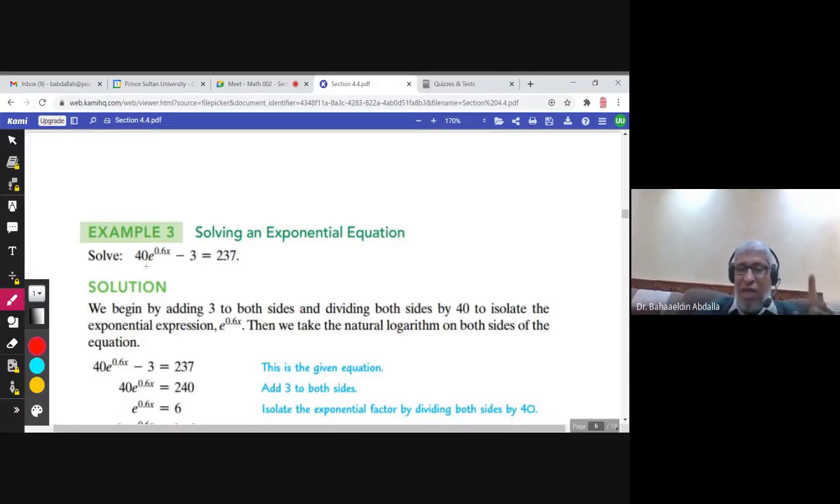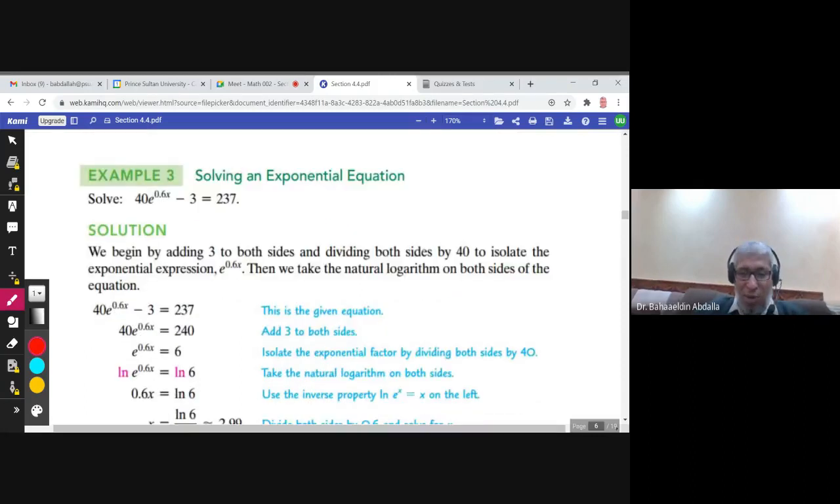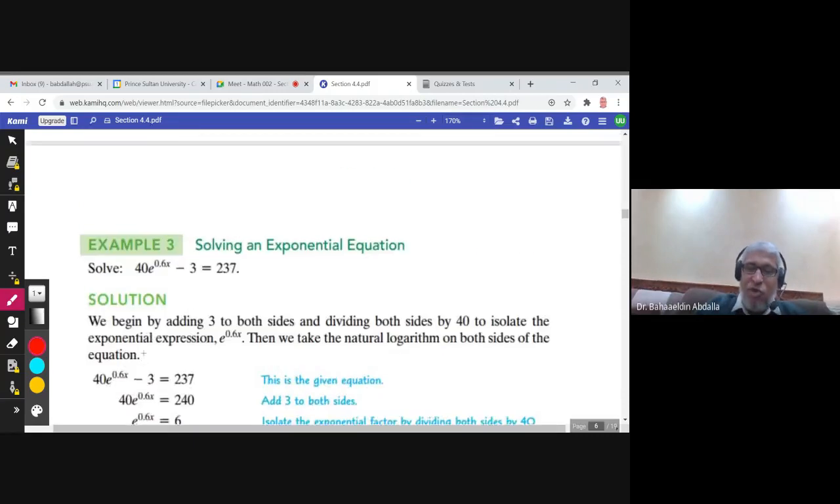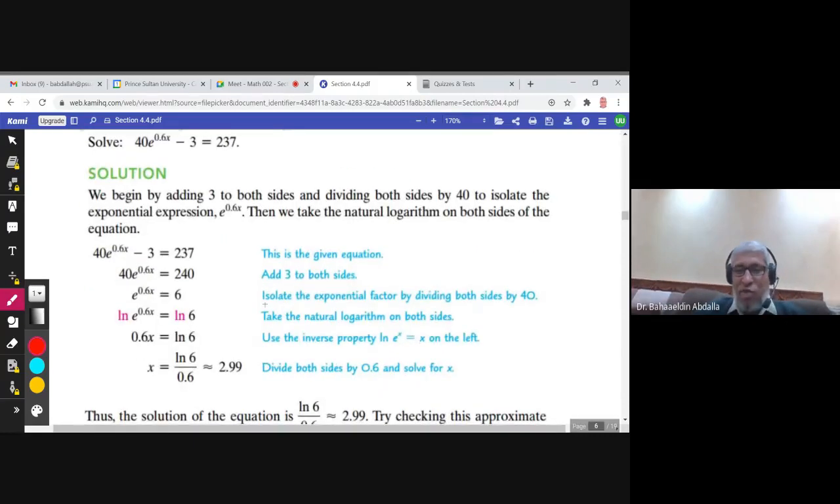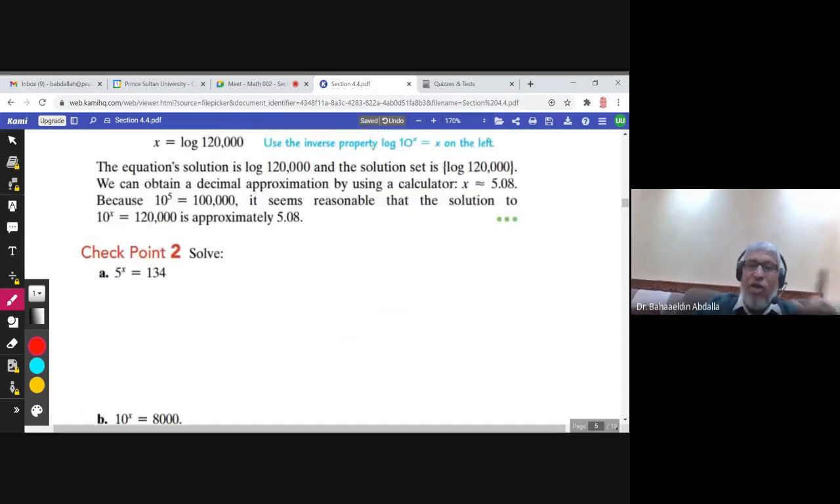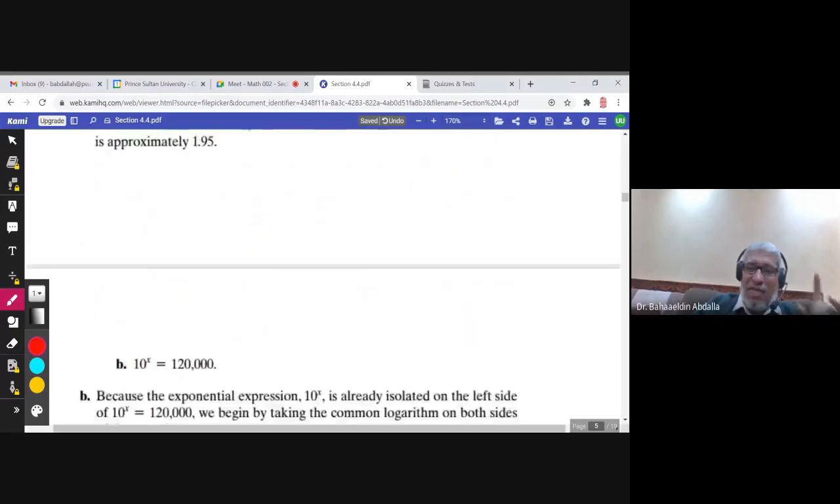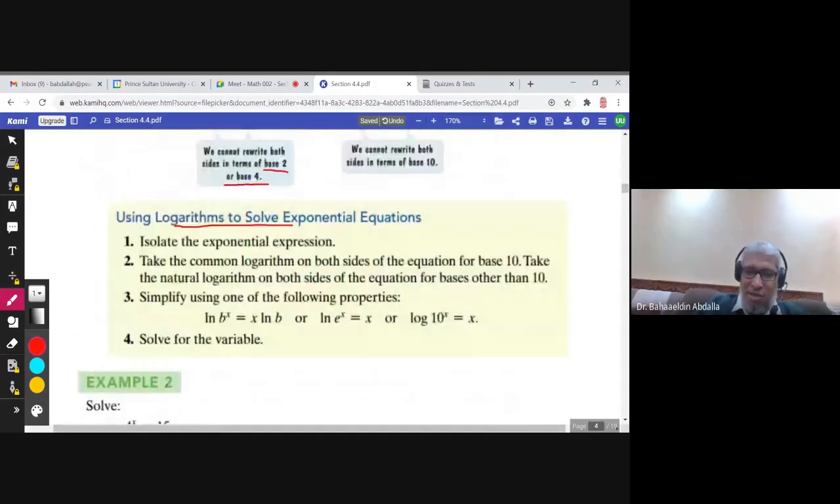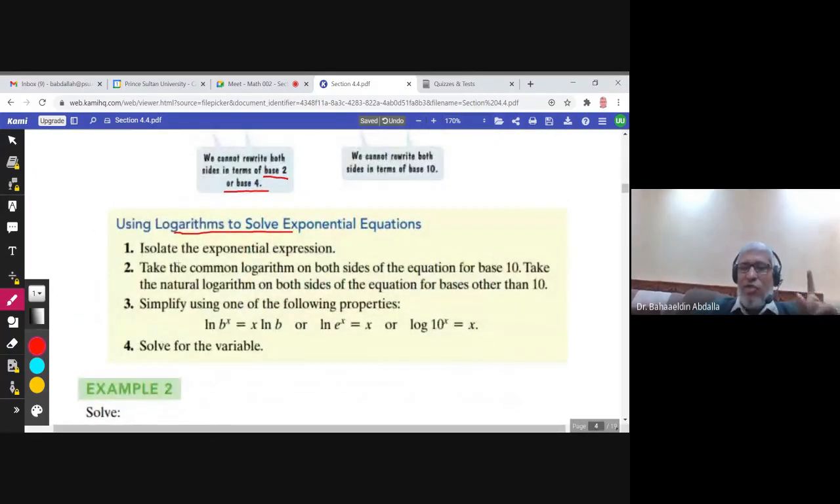This 40 has to be removed, and this negative 3 has to be removed from here. So we should have e to the power 0.6x alone on one side. This is what we mean by isolate the exponential expression, or the exponential factor. You cannot solve this equation unless you first isolate the exponential expression.